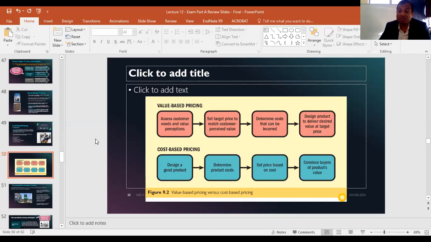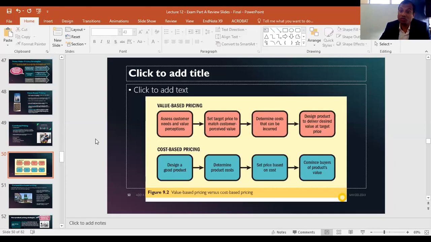Then accordingly, you determine the cost that can be incurred. So you go back to your firm's value chain activities, and according to the perceived value and the price the customer can pay, you go back to your manufacturing unit and try to see where costs can be cut down. What activities can be minimized, lowered, or maybe eradicated, so that the price goes down further? So you determine the cost that can be incurred and then design the product to deliver the desired value at the target price.